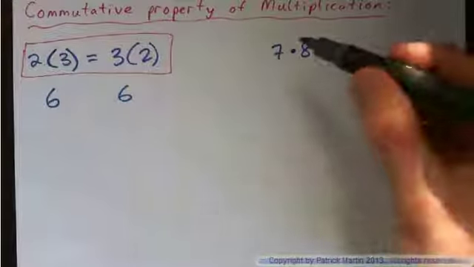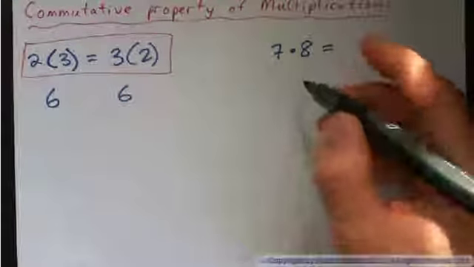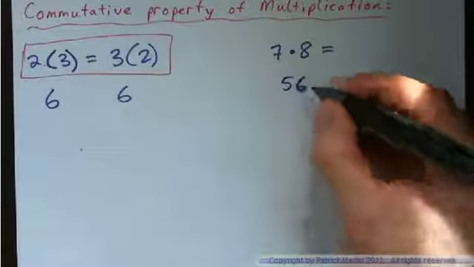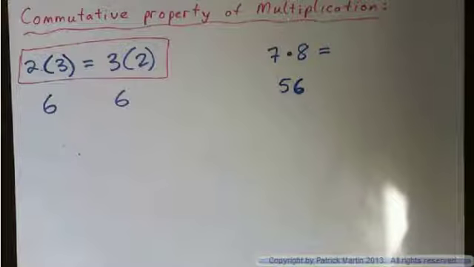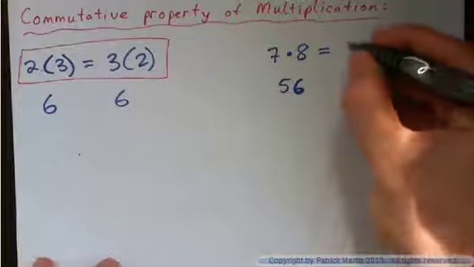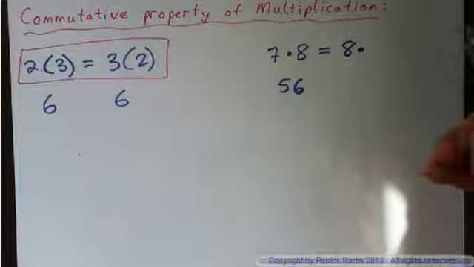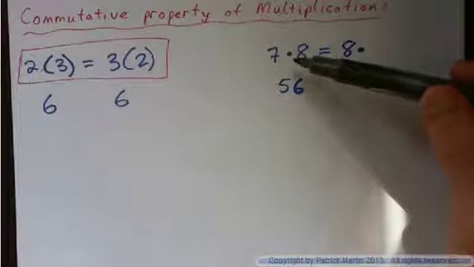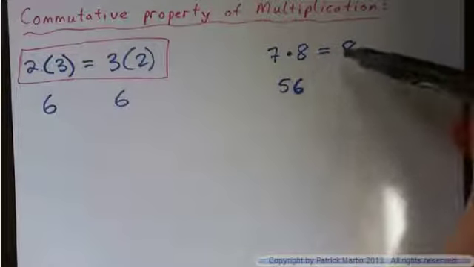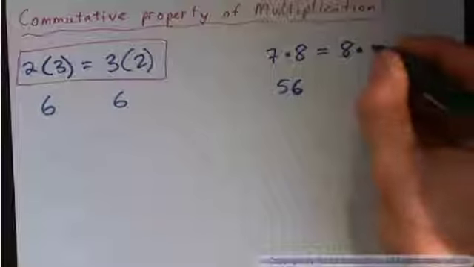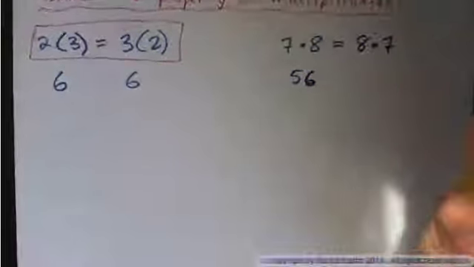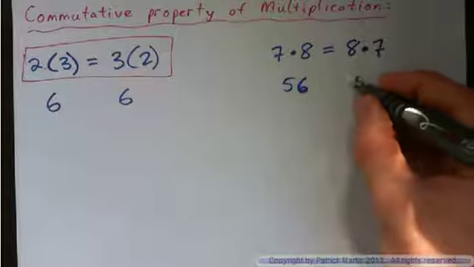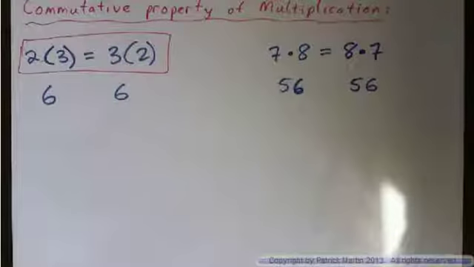So how else could we write 7 times 8? By the way, 7 times 8 is what? It is 56. But with the commutative property, you can rewrite that as 8 times, and this time the multiplication is a dot. We're using a product dot or a multiplication dot. So 7 times 8 is the same thing as 8 times 7, right? And 8 times 7 is also 56, right? Same thing.